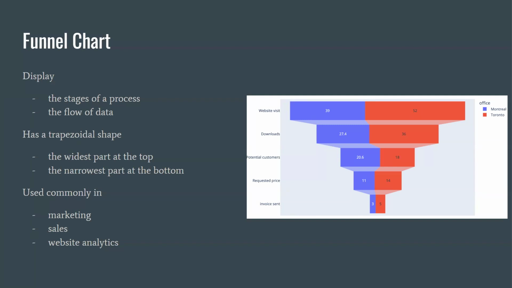So examples of funnel charts would be website conversions. As you can see from the example, you can track a website visitor's path from landing page through various actions like downloads, potential customer request price, invoice sent. This can help identifying pages or steps where users drop off. We can do something similar for any types of sales process or recruitment process or customer service tickets.